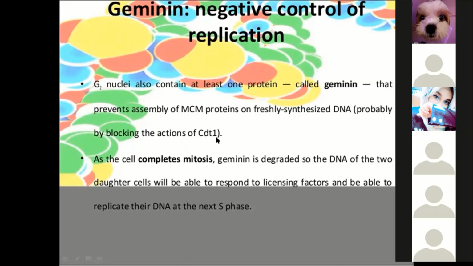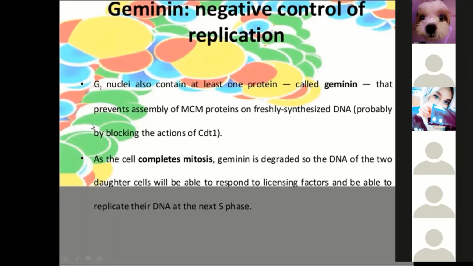If you recollect the first few slides, all these proteins get accumulated before, so that the helicases start acting there. As the cell completes mitosis, geminin is degraded so that the DNA of the two daughter cells will be able to respond to licensing factors and replicate their DNA at the next S phase.